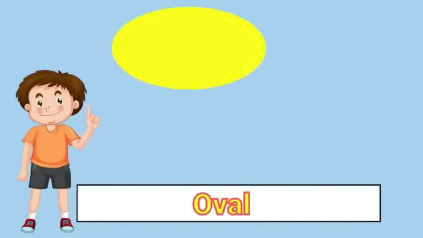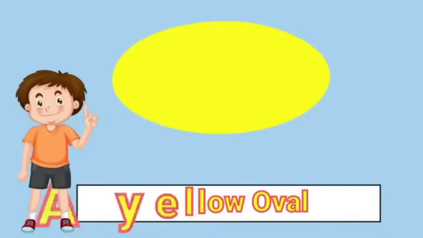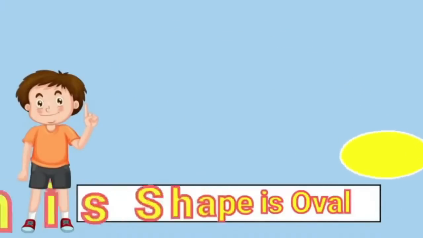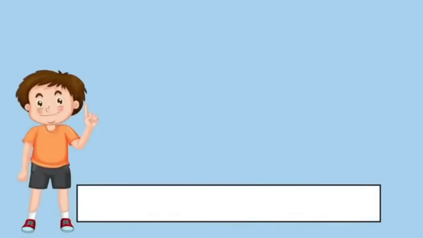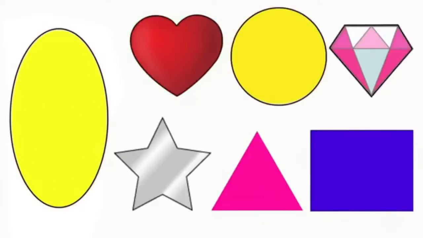Oval. A yellow oval. This shape is oval. Oval, heart, circle, diamond, star, triangle, square.